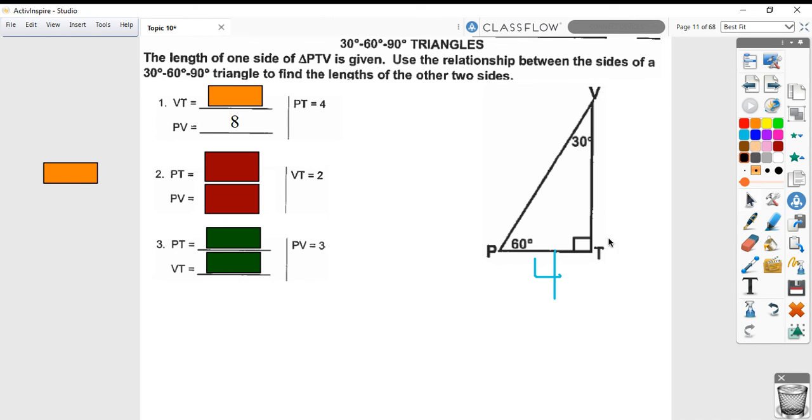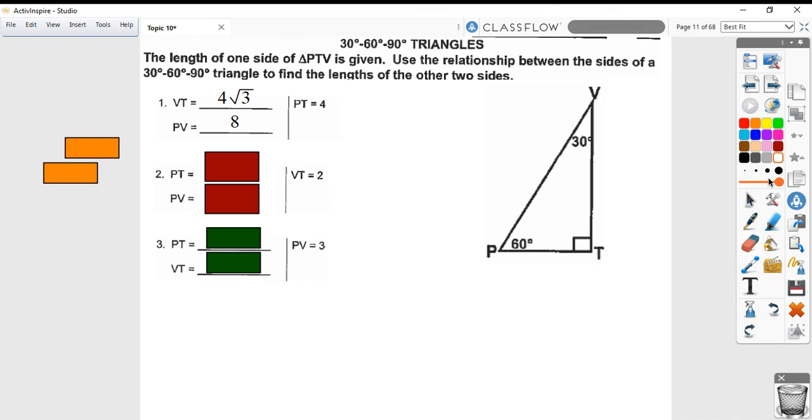The longer leg, we know, is the short leg times the square root of 3. Well, the short leg is 4, so that means the long leg is 4 times square root of 3. So that one's 8. That one is 4 square root of 3. Go on to our next one.